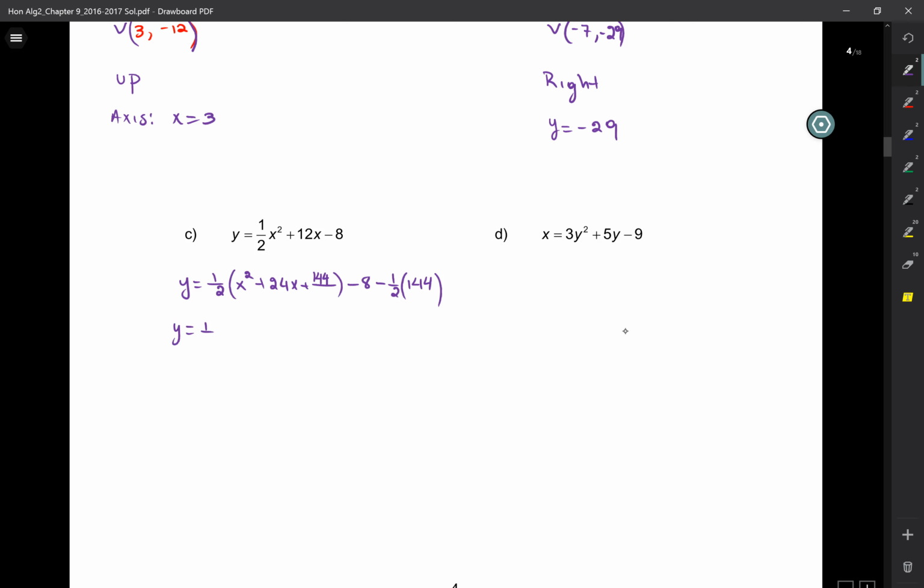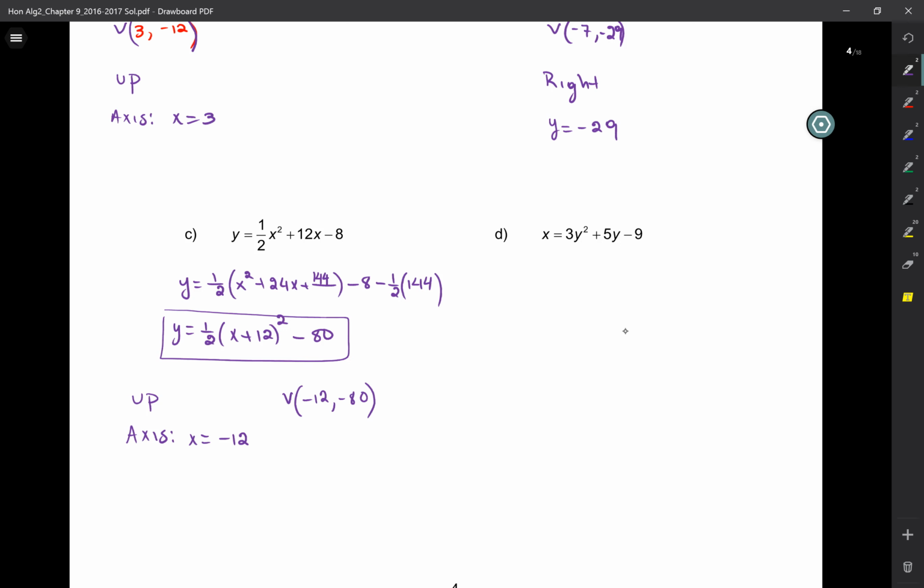So y equals half x plus 12 squared minus, how much is that? 8 plus 72, that's 80. So it opens up, and the axis of symmetry is x equals -12, and the vertex is -12 and -80.